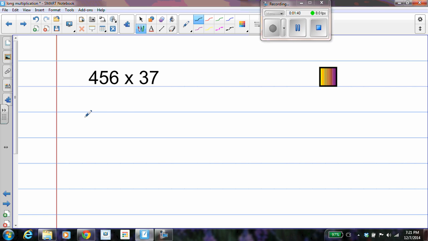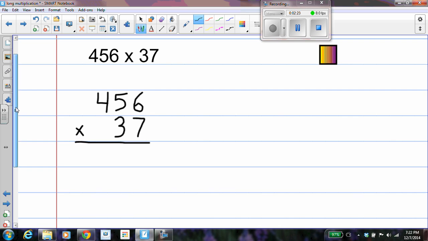Okay, so here we have 456 times 37. I'm going to put the first number first, 456 times 37. Now, as I said, right aligned. That means they all go here. Keep in mind they are aligned by place value here, but that's just coincidental. When we get into decimal multiplication, that's why I want you to get into the habit of doing it right aligned. Okay, so let's go ahead and go through this.